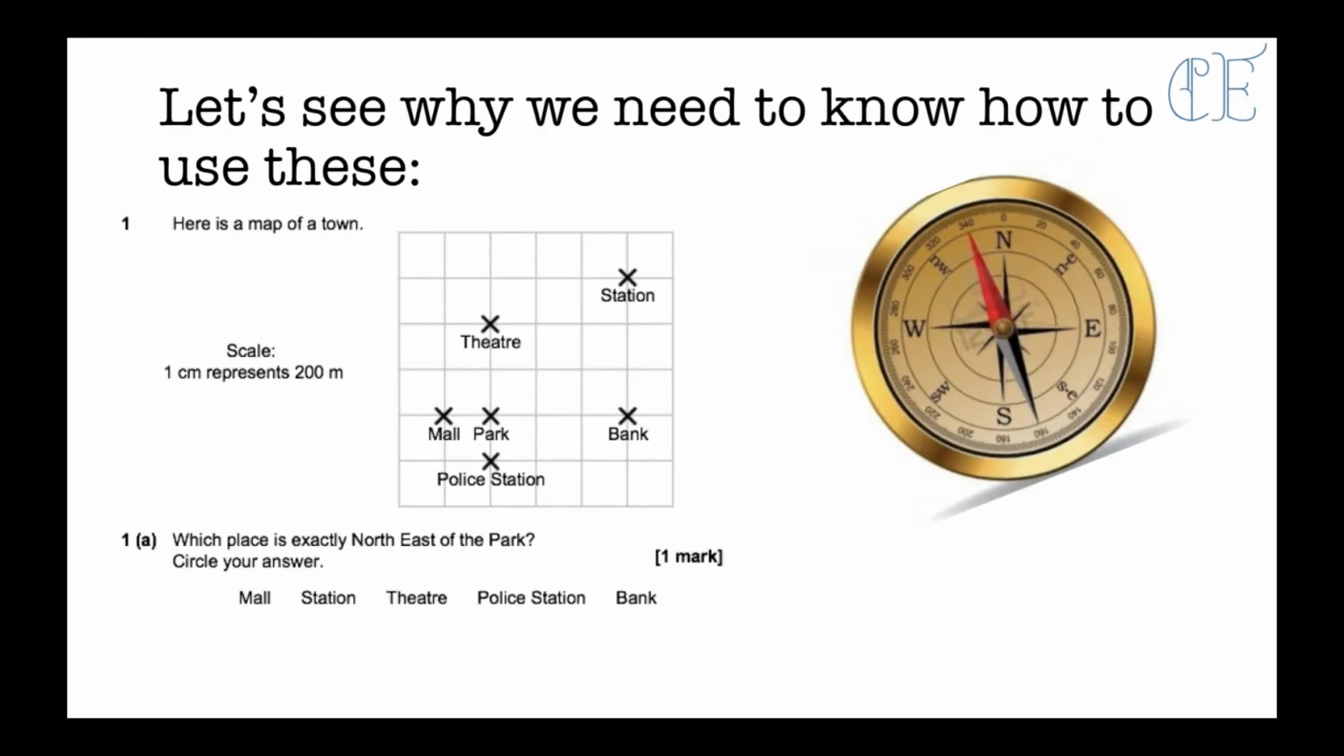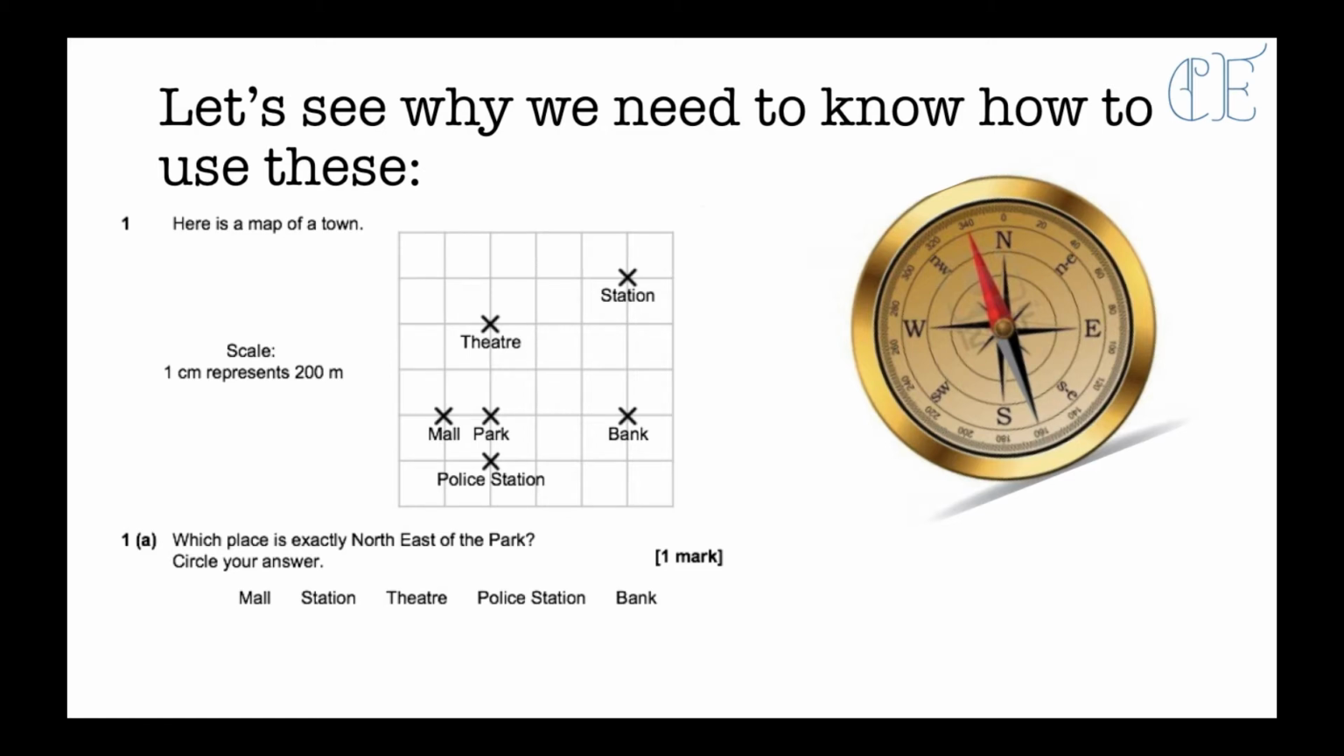So let's see why we need to know how to use these. Here is a map of a town. The scale on the map is 1 centimetre represents 200 metres. Which place is exactly northeast of the park? Circle your answer. Now obviously this isn't necessarily about scale, but I figured this would be a good time to just quickly recap north, south, east and west.